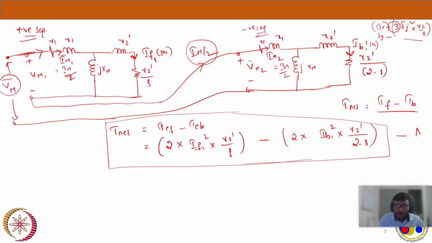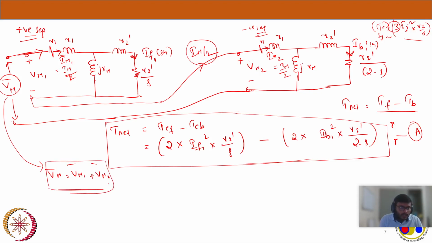So let's give equation A to it. This will be an important relation which we will be using later. So this is what my single phase induction machine torque expression would look like, if it has a positive sequence circuit and also a negative sequence circuit. So this is what we have seen, and also we have Vm here, where Vm bar is equal to Vm1 plus Vm2. So this is also another important relation.